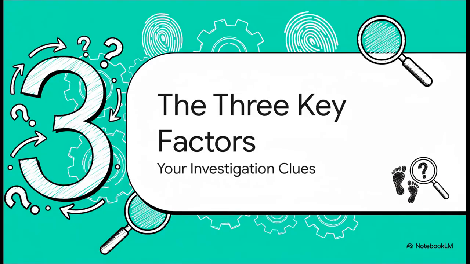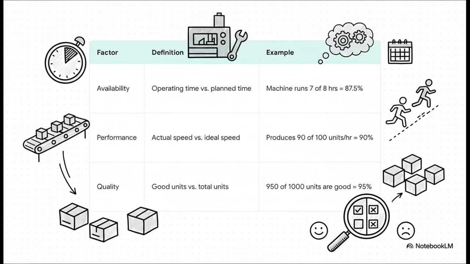Okay, so let's dig into that. For part 3, we're going to break down these 3 factors. Think of them as the clues, the key pieces of evidence we need to conduct our investigation into all that lost productivity. Okay, take a look at this. What's so great is how simple these ideas really are when you break them down. First up, availability. Pretty straightforward, right?